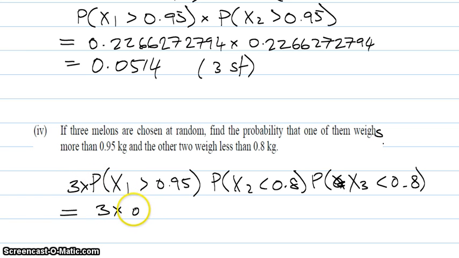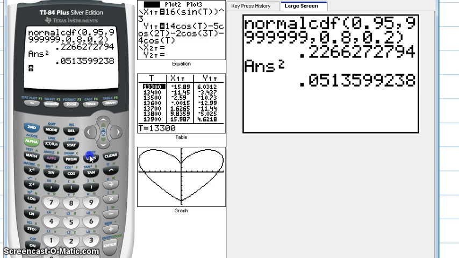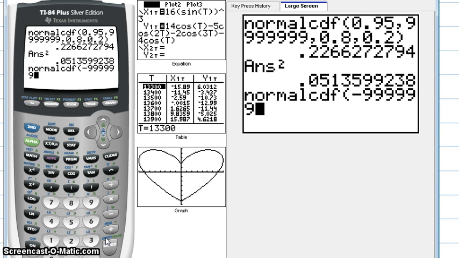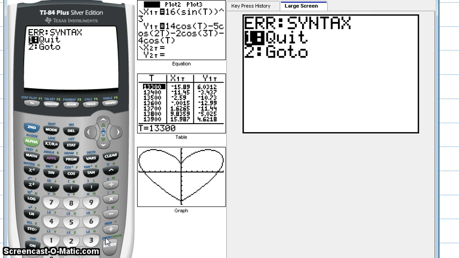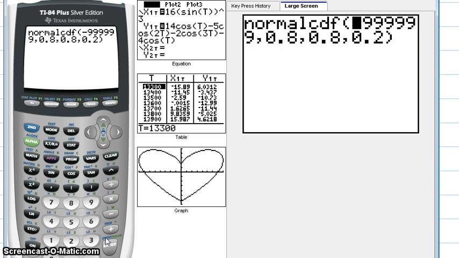So this is 3 times the number that I had just up here, 0.2266. And then I just have to find out what is the probability that it weighs less than 0.8. So again, I go back to my GC, and I'm looking at a normal CDF, and this time less than 0.8 means that my lower bound is negative infinity, my upper bound is 0.8, my mean is 0.8, and my standard deviation is 0.2, but I can already tell you the answer should be a half. Now remember the mistake that I made before, that should be a little minus sign, not a big minus sign, so there we go. And yeah, it is a half actually.